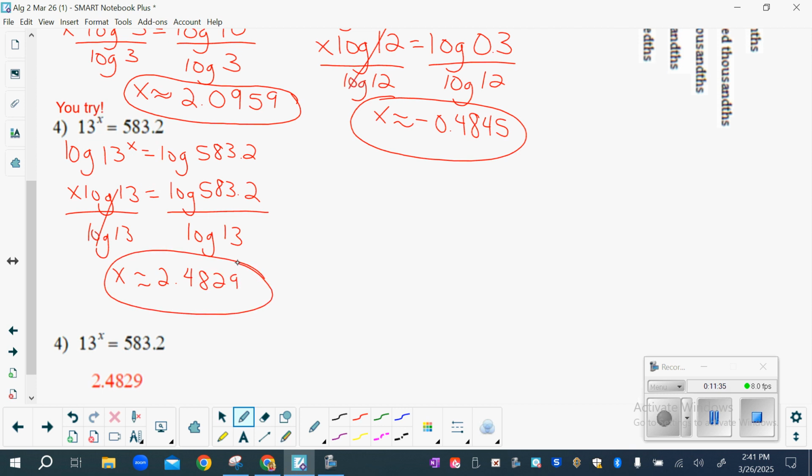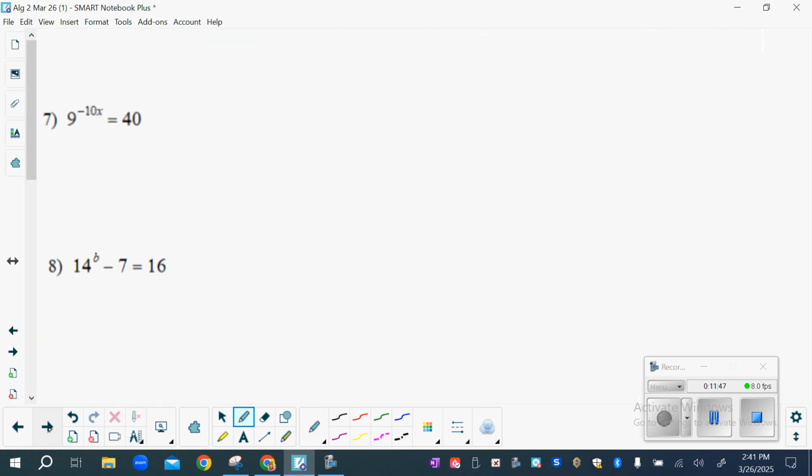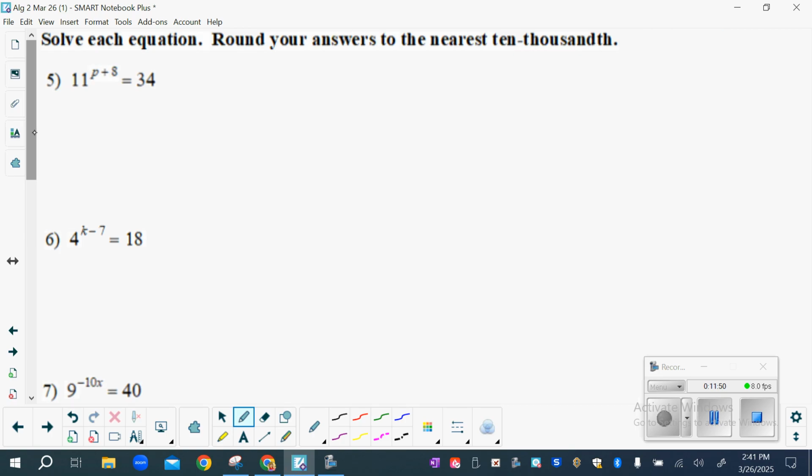Okay, so you should get an answer of 2.4829. Can we do okay here? You guys do okay? So let's do the next one. So now we have 11 to the p plus 8 equals 34. What might be our first step? Tell me what the first step is. Log 11 to the p plus 8. Good. So we are taking the log of both sides.